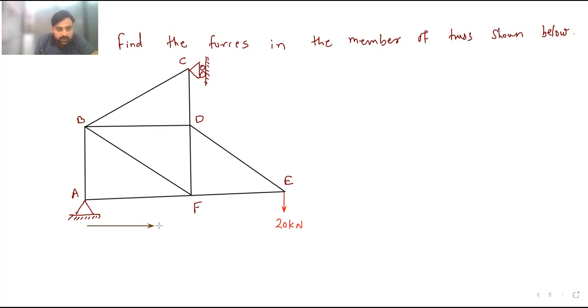So from this A to F, it is 3 meter, and E to F is also 3 meter. And this is 4 meter and 4 meter. So A to B is 4 meter. And again B to C, it is also 4 meter.